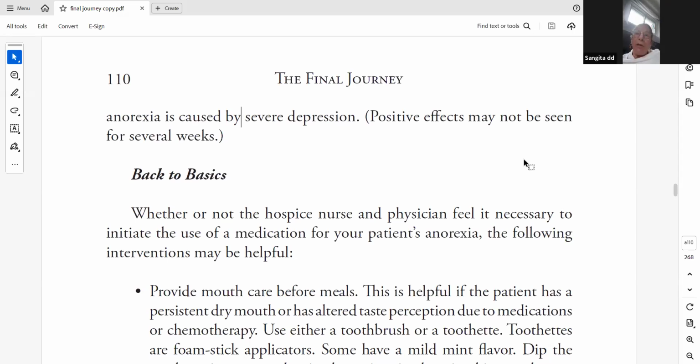So what do you think about doing this? Never just go in there and say, oh, well, I'm an educated volunteer, so I'm going to do this. No. You ask the staff of the hospice, please. Don't just bop in and decide to do this on your own. So let's go on with reading back to basics.